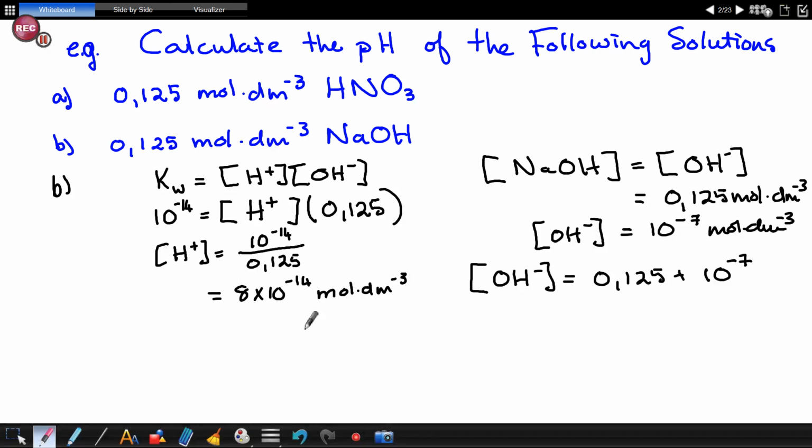So we see that the concentration of the hydrogen ions now in this solution is much smaller than 10 to the minus 7 in water. In water it was 10 to the minus 7. Now, what is the pH of this solution of sodium hydroxide? Negative log of the concentration of the hydrogen ions, which is negative log of 8 times 10 to the minus 14.